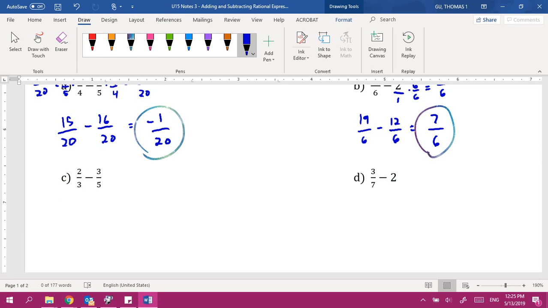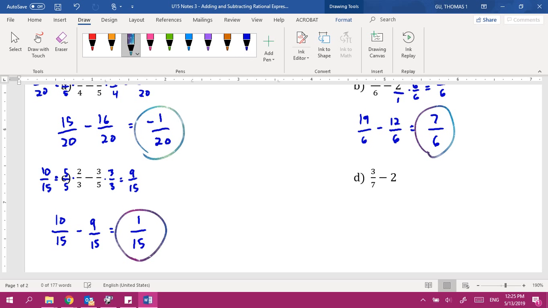All right, C. What is the least common denominator on C? 15. So what do I need to multiply 2 over 3 by? 5 over 5, which gives me 10 over 15. What do I need to multiply 3 over 5 by? 3 over 3. Which gives me? 9 over 15. And so now what am I actually doing here? 10 minus 9, right? Which is 1 over 15. Nice.